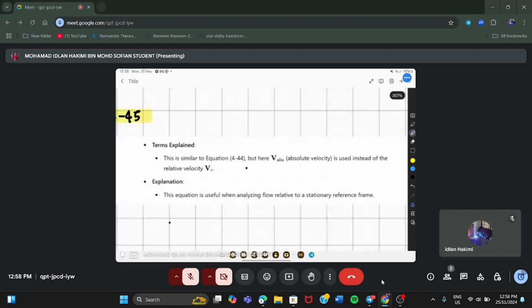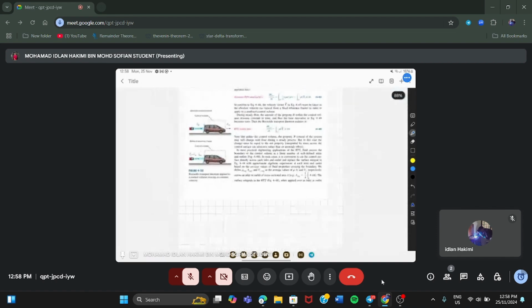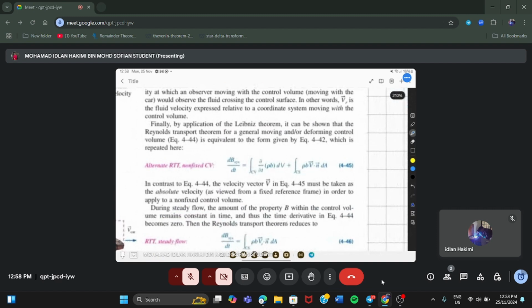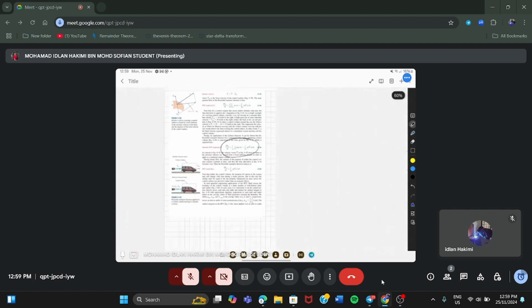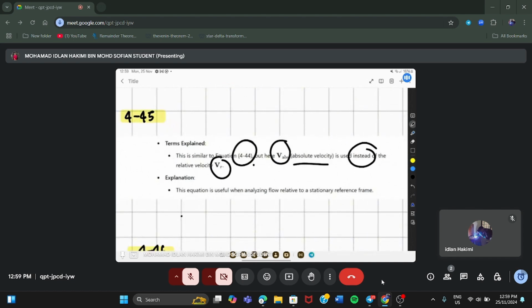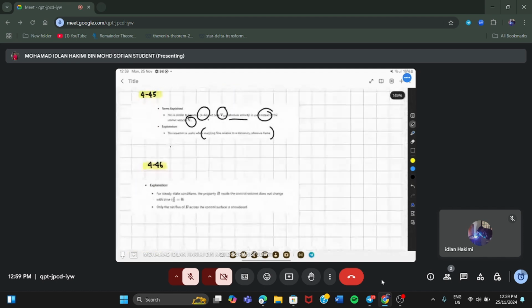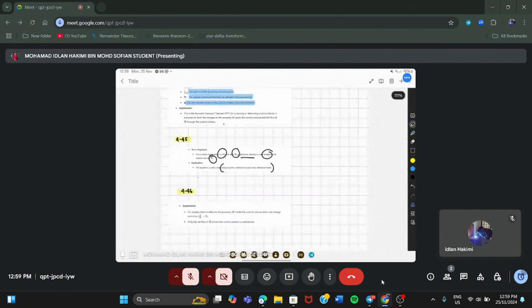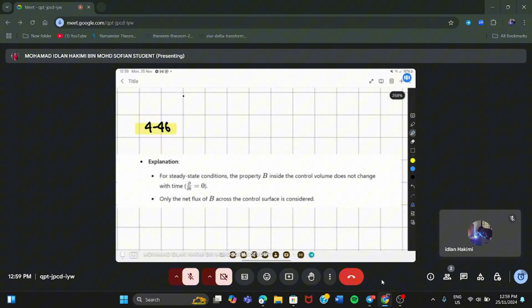Okay, move to 4.45. Here is the equation. It is similar to 4.44, but the absolute velocity V is used instead of the relative V R, because this equation is analyzing the flow relative to a stationary reference. And 4.46 is for steady state conditions. The property B inside the control volume does not change with time, which is d over dt equals 0. Only the net flux of B across the control surface is considered.